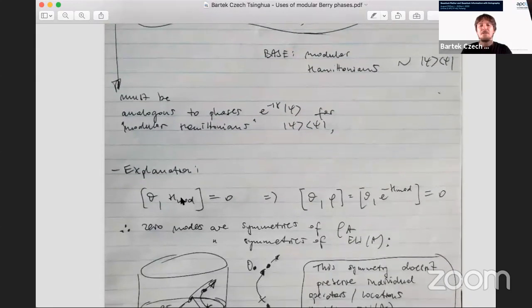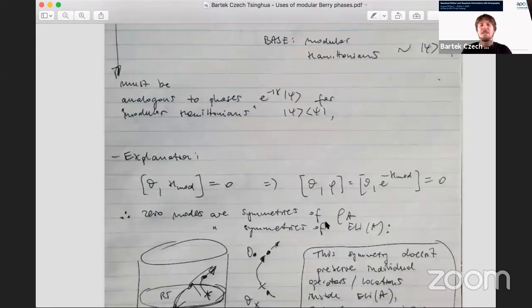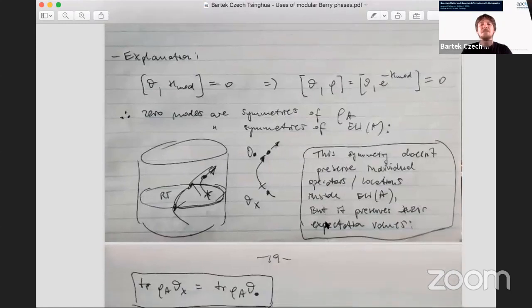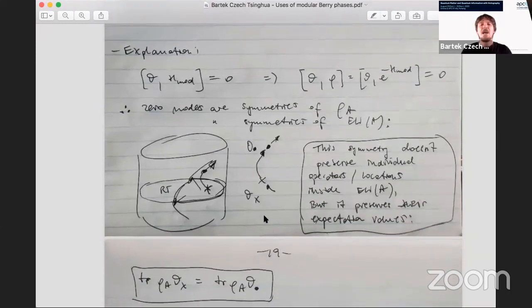Okay, so this is just what I was saying here. Zero modes are symmetries of rho A. Now, how do I think about these symmetries? Remember that H mod generates this approximate boost symmetry over here.